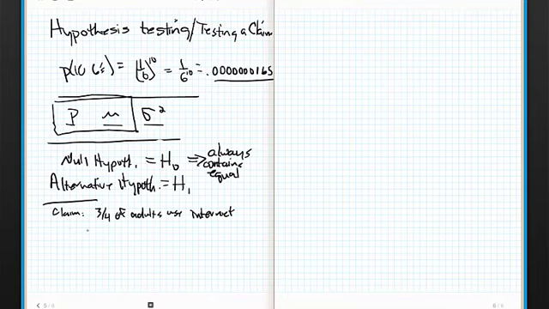Now, the first thing that we want to talk about here is, what are we testing? Are we testing, let me change colors, are we testing the mean?